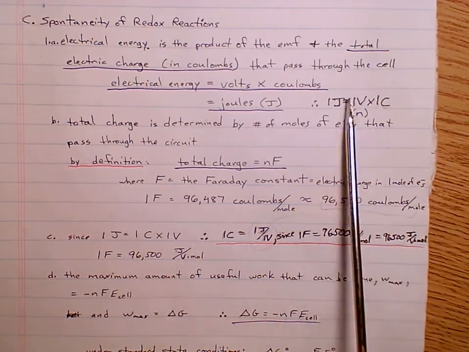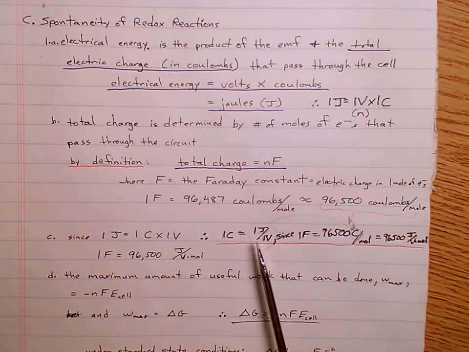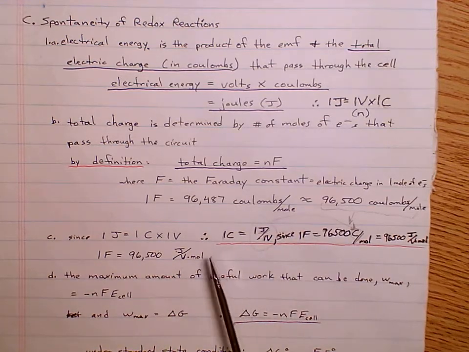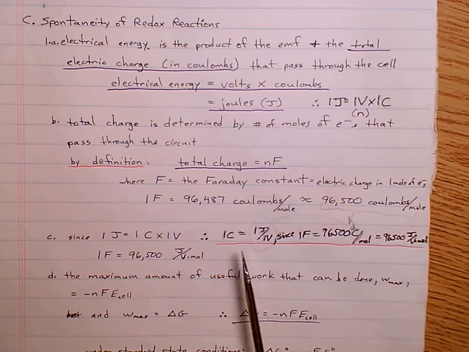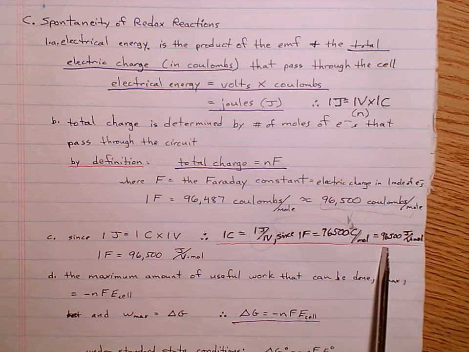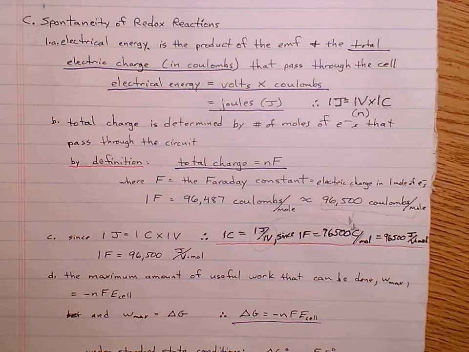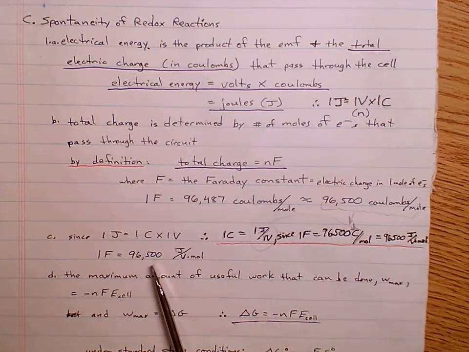Now, recall from up here that 1 joule is 1 coulomb times 1 volt. Rearranging this equation, 1 coulomb is 1 joule per 1 volt. Since 1 Faraday is 96,500 coulombs per mole, and a coulomb is 1 joule per volt, then 1 Faraday is 96,500 joules per volt mole. So for this 96,500 coulombs per mole, we've just changed the units. It's also the same as 96,500 joules per volt mole.